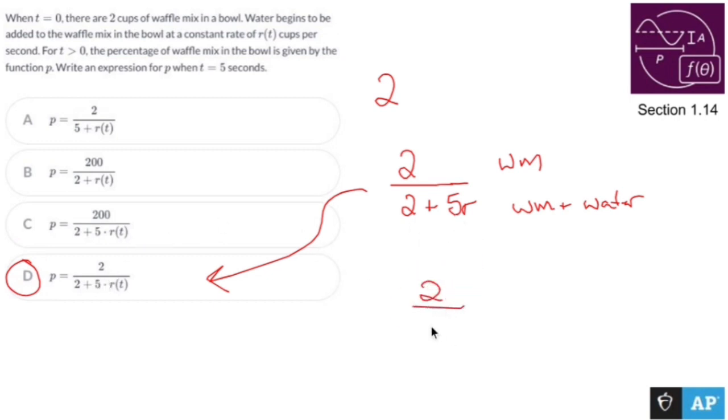And if I were to be 5, the rate is whatever, and I end up with 2.5, half a cup of water. Now what I have is 80% waffle mix, which is what they want. They want a percent P. So P would equal 80. So I'm not going to add the 100s there. I'm going to leave it at that. D.